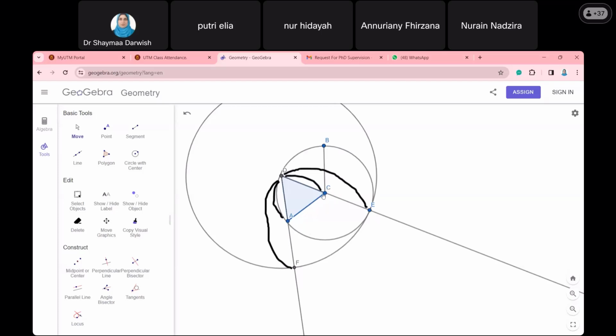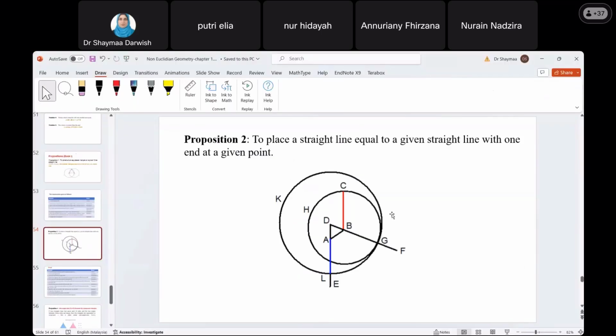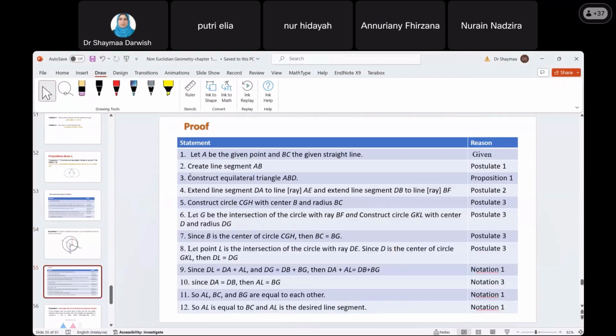So from any point and any line segment, you can still draw a line equal in length to CB. And this is the proof here. A is a given point, BC a straight line.